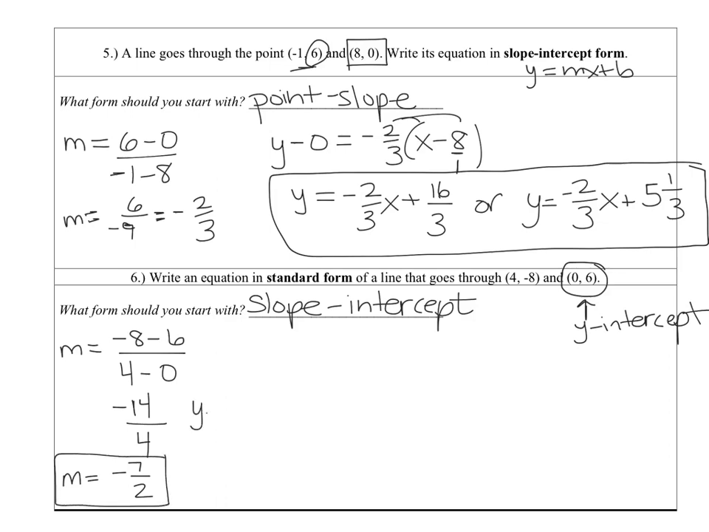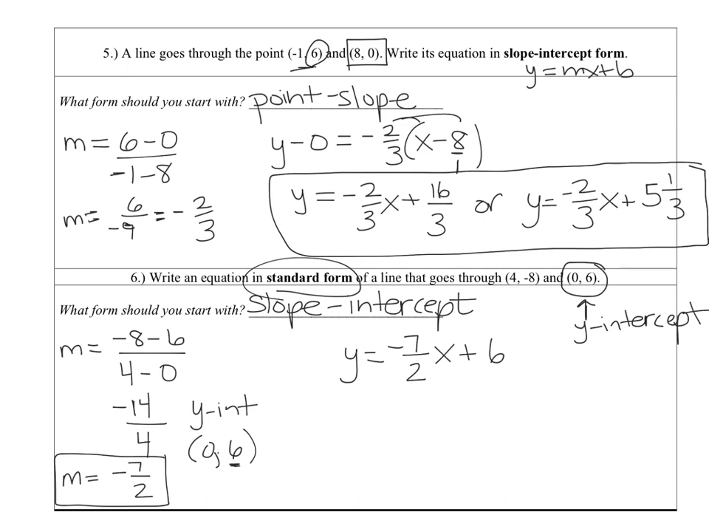And we already know that my y-intercept is 0, 6. So that just means the b value is 6, right? So I can start by just writing this equation in slope-intercept form. So y equals -7/2 x plus 6, right? Now, I don't want my final answer to be in slope-intercept form. I want my final answer to be in standard form. So convert it. Convert everything.